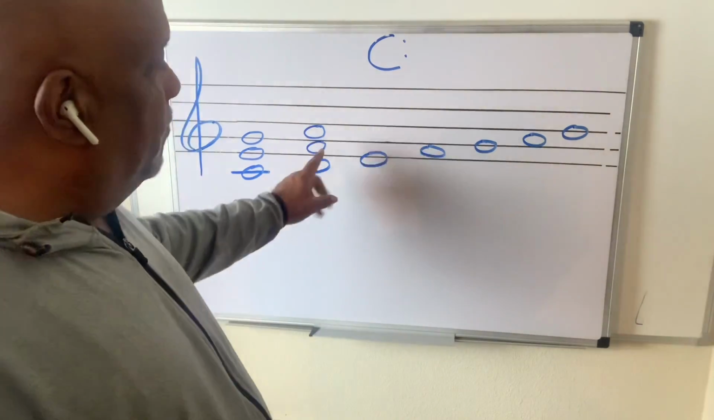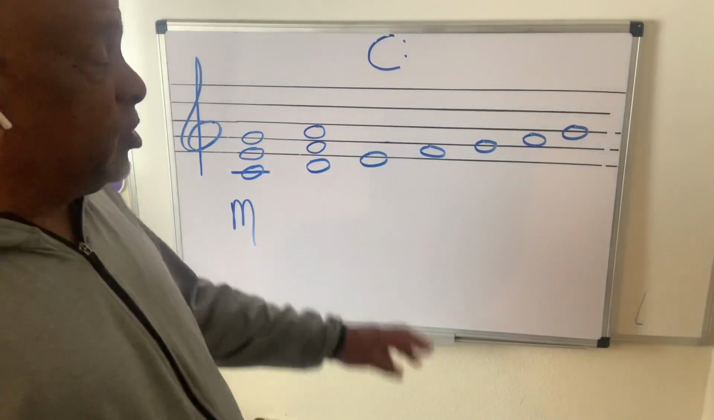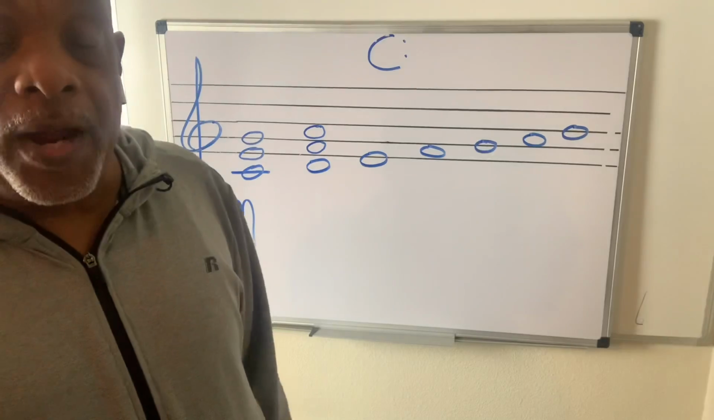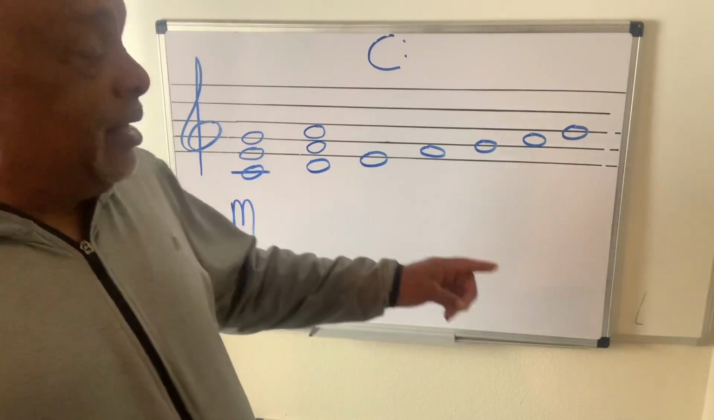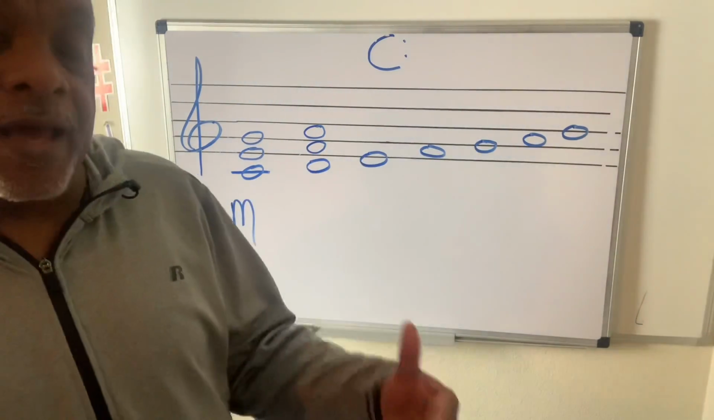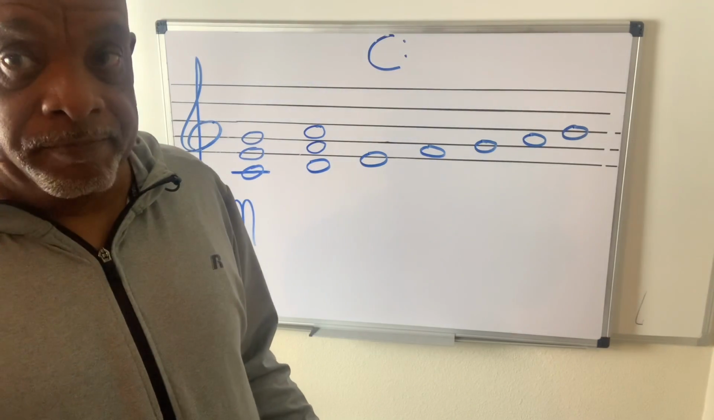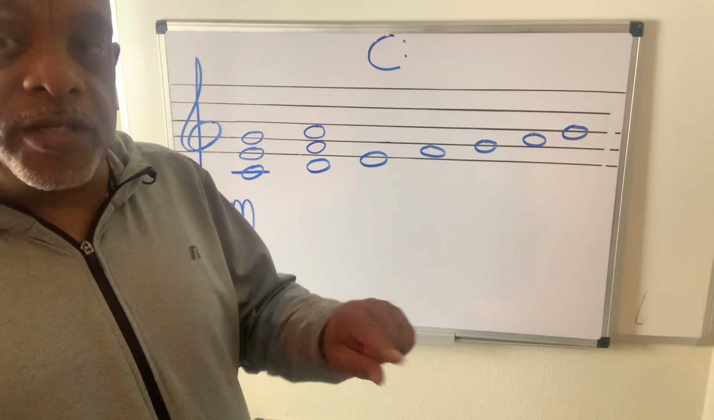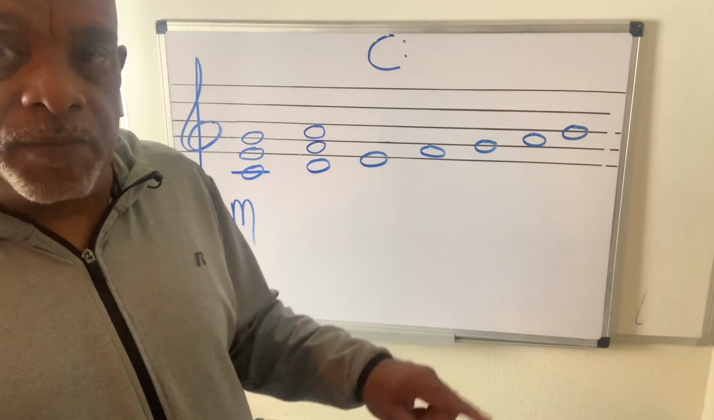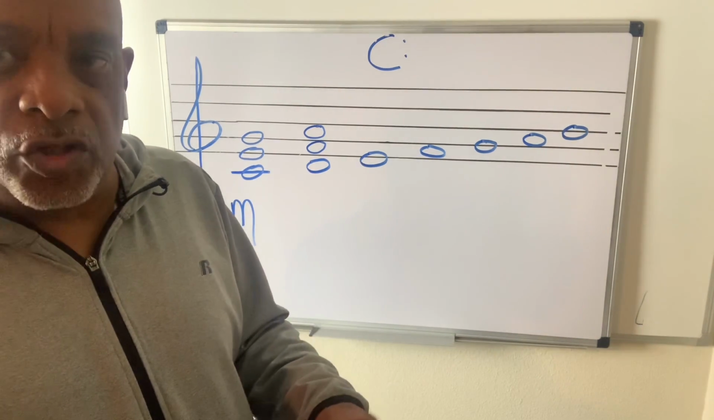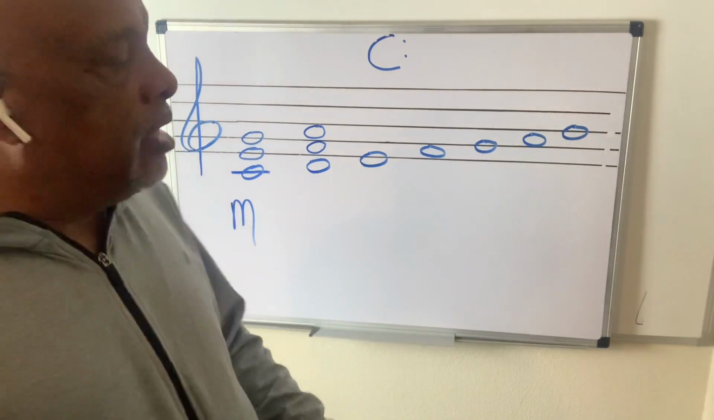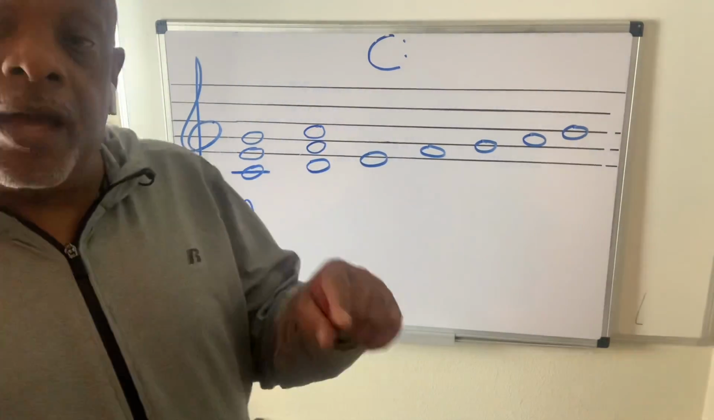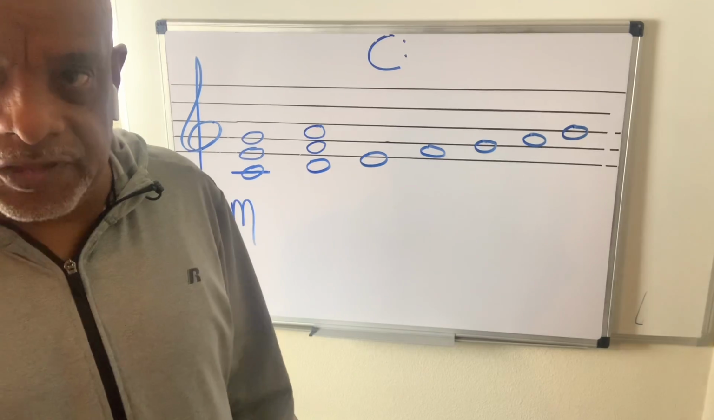So since we have F, that means that F is lowered a half step. Remember, go to the D major scale, D major triad, D, F sharp, A. So in this case, the F is lowered a half step.